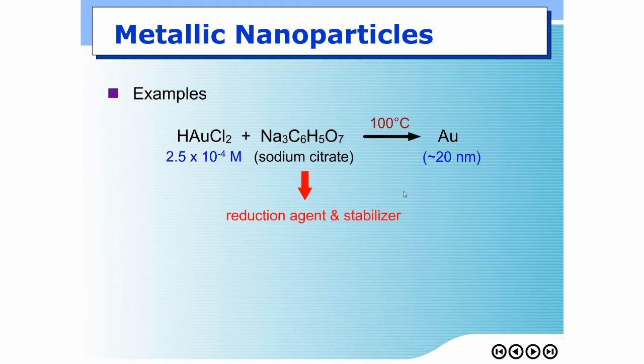In this case, sodium citrate acts as reducing agent as well as stabilizer. If you look at the molecular structure of this sodium citrate, even though it's not a polymer, it is still a little bit bulky. So once this citrate attaches itself onto the gold particles after the synthesis is complete, then it will be the stabilizer as well.